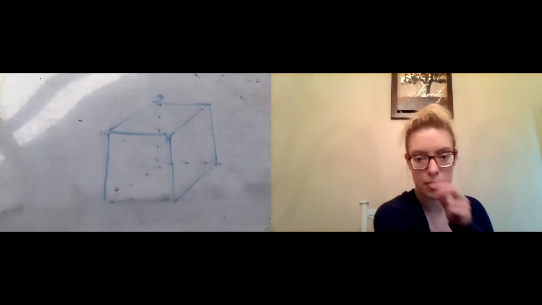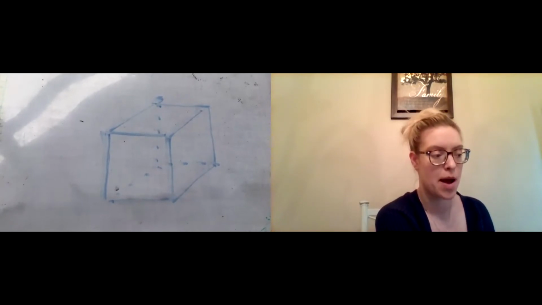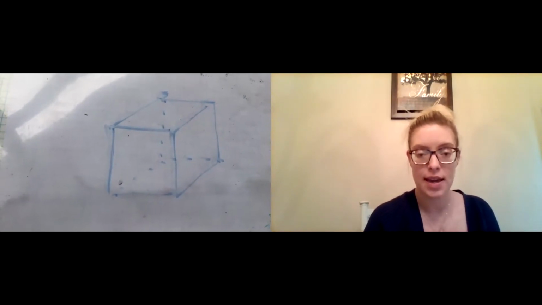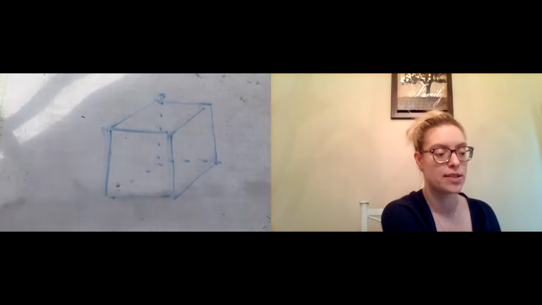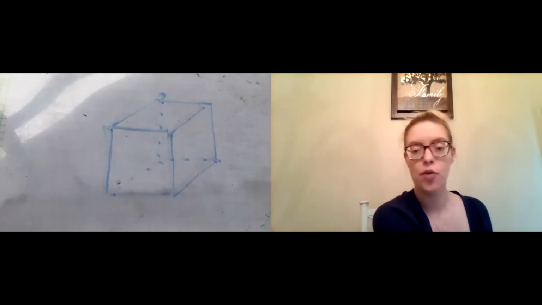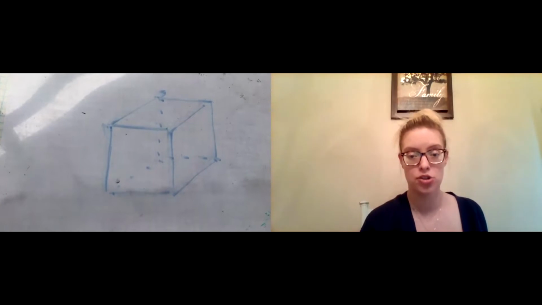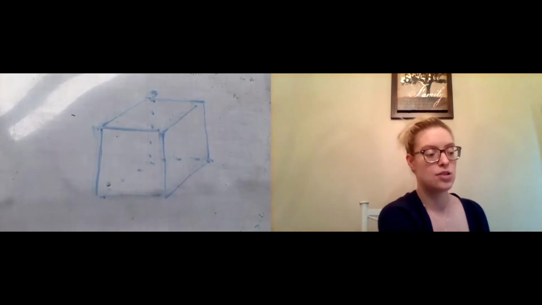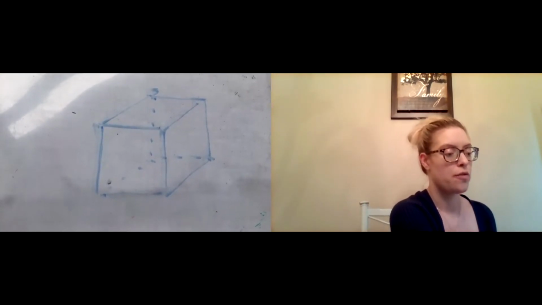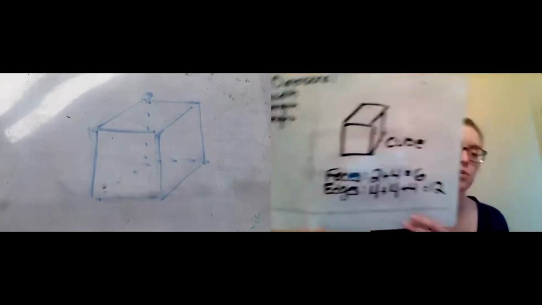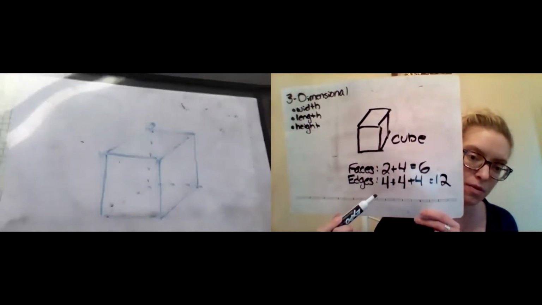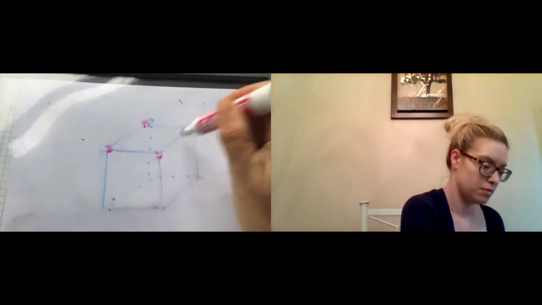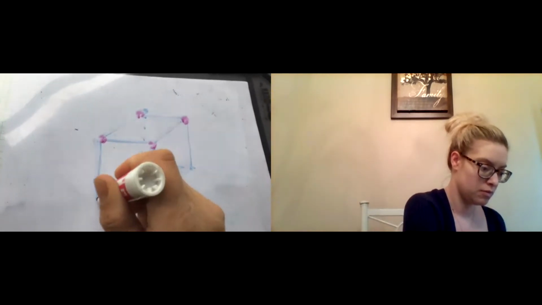Okay. And then we can follow that same pattern when we're talking about edges. Since both of our bases are quadrilaterals, each of our bases is going to have 4. So we have 4 plus 4 is going to give us 8 on our 2 bases. And then each one is going to need to be connected. So we're going to add 4 more for a total of 12 edges. Okay. And then the vertices are where those edges intersect. So there will be 4 and 4.